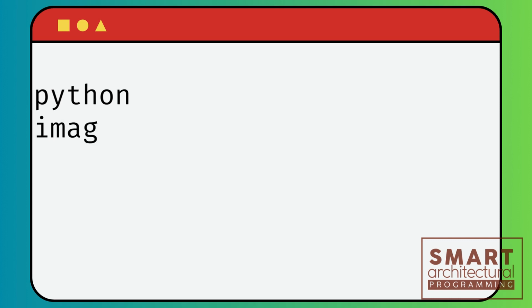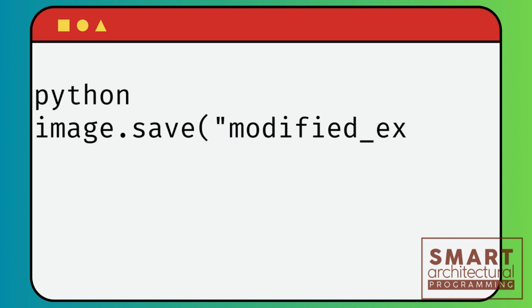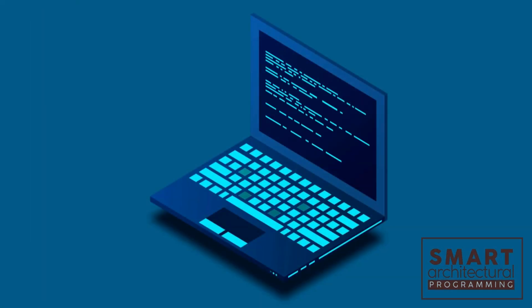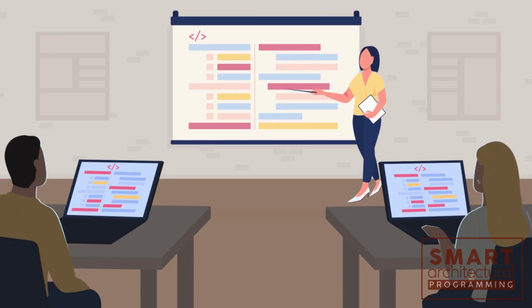After changing the pixels, don't forget to save your new creation. Here's how to save the modified image. And that's how you play with pixels in Python. The possibilities are endless. Experiment with different patterns and colors to create your unique art. Keep exploring and have fun with your pixel projects.